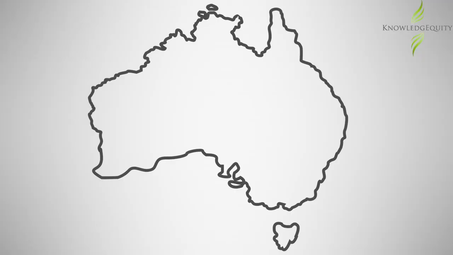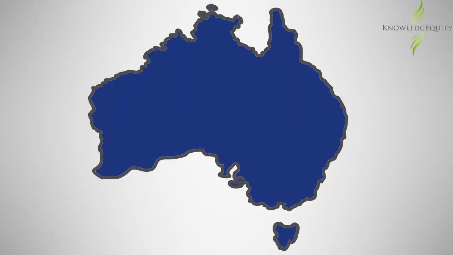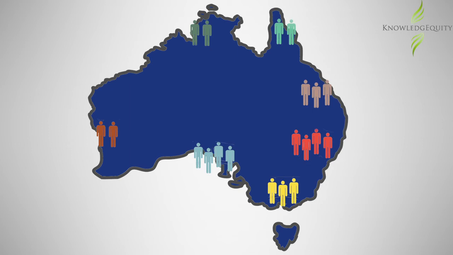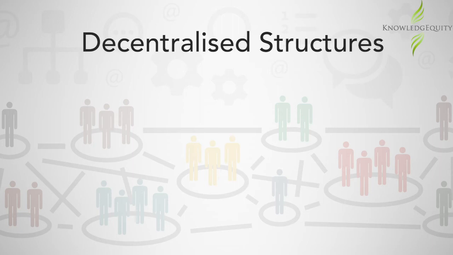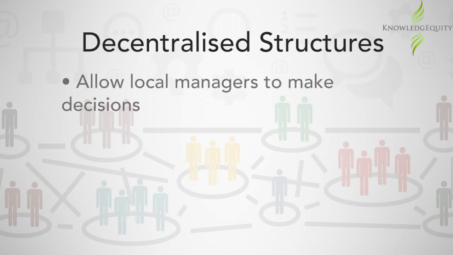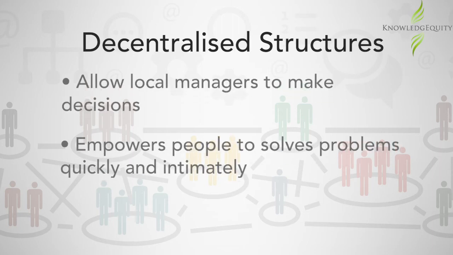As a country's population spreads and increases, a central government must establish smaller regional governments or councils that can be more flexible to changes in local markets and communities and deliver the right mix of services they require. Decentralised structures allow local managers to make decisions and can empower people to respond quickly and be intimately involved in solving the issue. However, decentralised structures have risks.